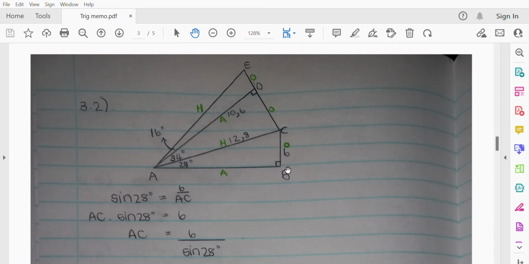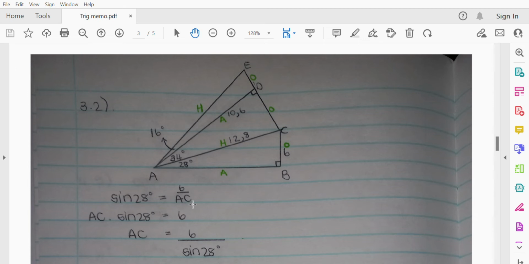ABC. Nè? Okay, nou as ek van hom af werk, I've got a 28 here, I've got 6 over there, and I can get this hypotenuse. Nè? So dan sê ek, sin van 28 gaan dan weer 6 op AC. Why do I want AC? Want ek wil nader werk aan die boonste driehoekie. Nè, do you guys understand that part?